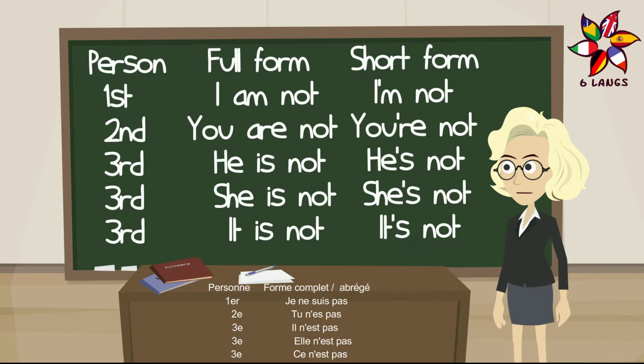First person, full form, I am not, short form, I'm not. Second person, full form, you are not, short form, you're not. Third person, full form, he is not, short form, he's not. Third person, full form, she is not, short form, she's not. Third person, full form, it is not, short form, it's not.